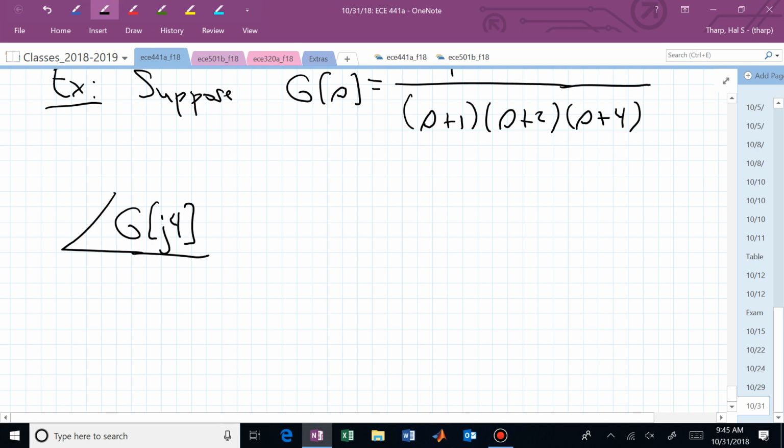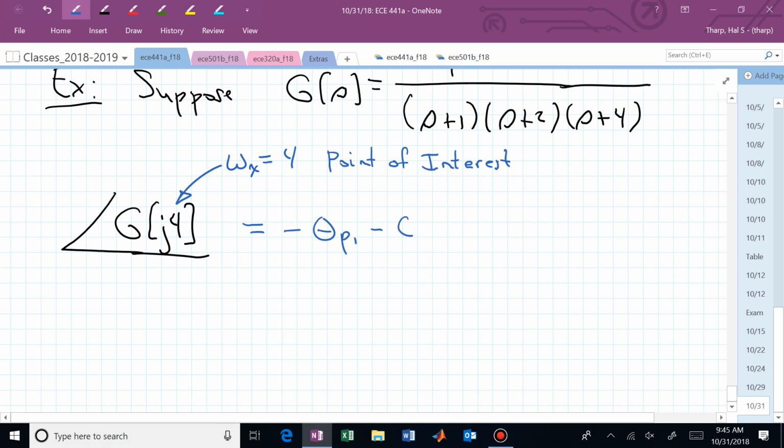calculating the phase of this transfer function. Here that 4 is my point to examine. This is my point of interest. I'm really just guessing. So I'm guessing and checking at this point. But I can now calculate the phase associated with that particular guessed location.